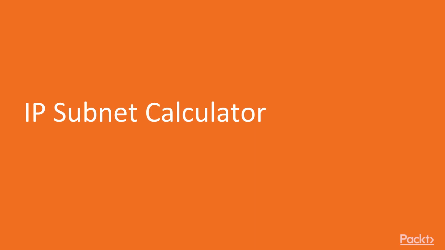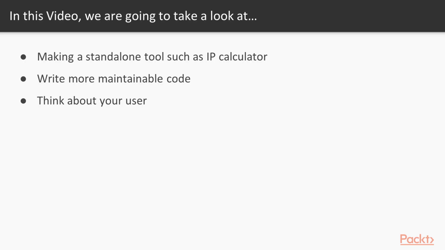Hi, in this video, we're going to take a look at making a standalone tool using Python, such as an IP subnet calculator. As mentioned, we're making a standalone tool because not everything in network engineering is about interacting with the network devices. Usually a network device is the last step, right? You're ready to make a change, you know what you're going to change, and you push out that config toward the device.